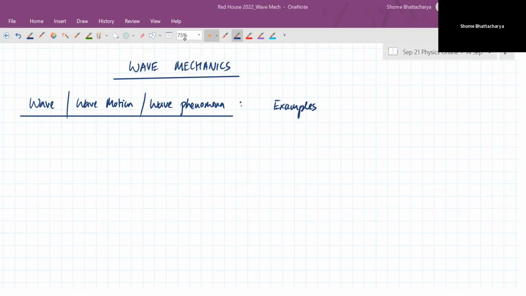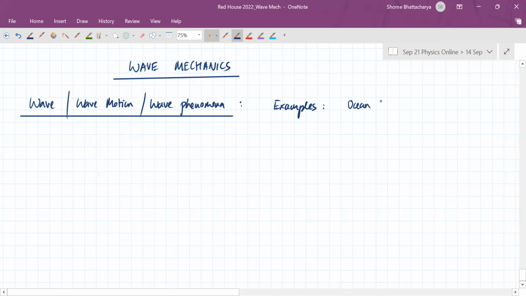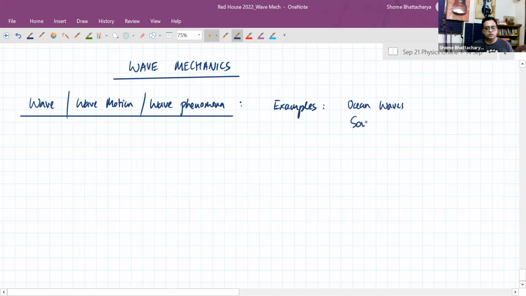Very good. But interestingly, that is what we call an electromagnetic wave. But yes, it comes under wave phenomena. Can you give me some examples of waves in the physical domain as opposed to the electromagnetic domain? Ocean waves. Sound. Yes, very good. Sound, propagation of sound. Very good, Smita.